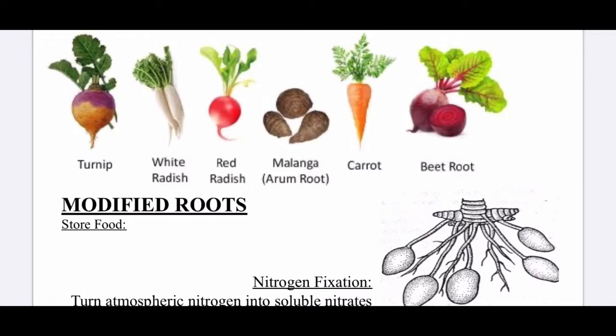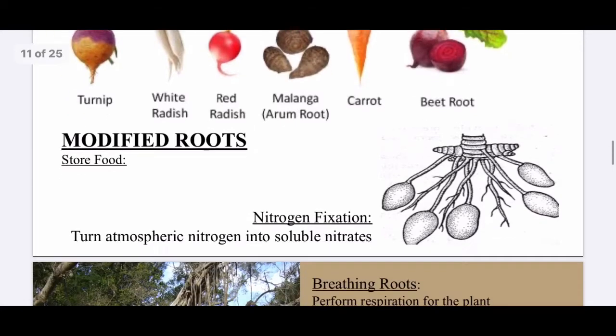Nitrogen is an important constituent for the growth of the plant. Plants cannot absorb nitrogen from the air. They can absorb it in soluble form. Rhizobium leguminosarum bacteria, found in the root nodules of legume plants, change free nitrogen into nitrates. In this way, roots also help in nitrogen fixation.